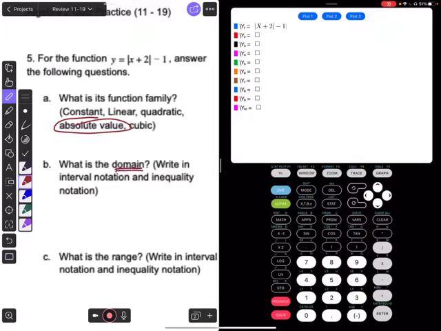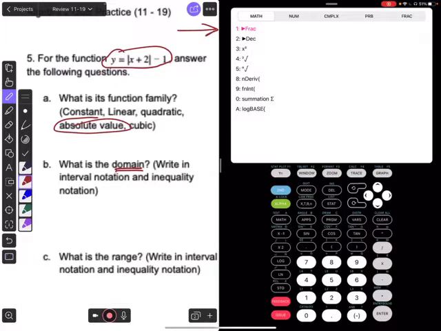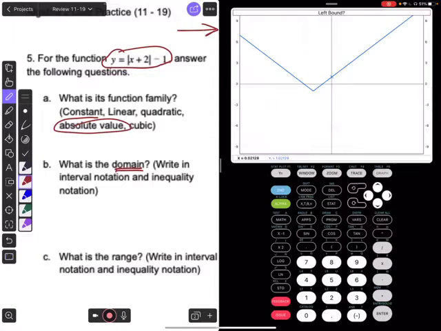What's the domain? Now, to get your domain, what you have to do is graph this thing and take a look at it. So I've got it over here on my calculator. I've typed it in. Remember, if you need to get to the absolute value, you have to press the math button. And once you press math, it's under numbers at the very top. So I'm going to go back now and just show you my graph. So there it is. And what I want to find is this lowest point right here.